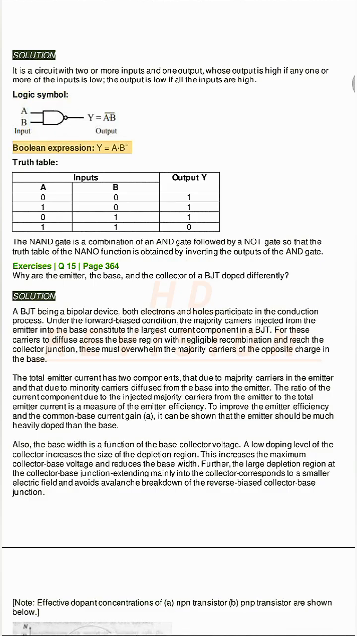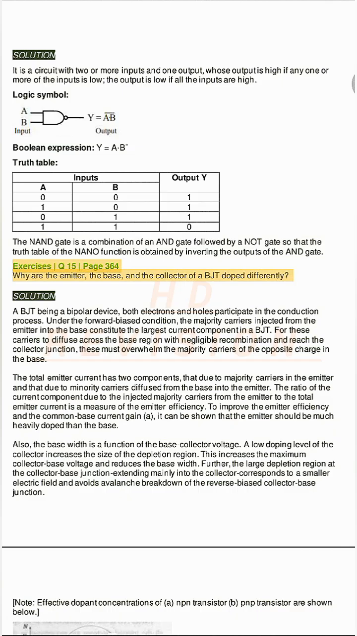Logic symbol. Boolean expression: Y equals A dot B, all inverted. Truth table. Inputs A, B; output Y. 0 0 gives 1; 0 1 gives 1; 1 0 gives 1; 1 1 gives 0. The NAND gate is a combination of an AND gate followed by a NOT gate, so the truth table of the NAND function is obtained by inverting the outputs of the AND gate.